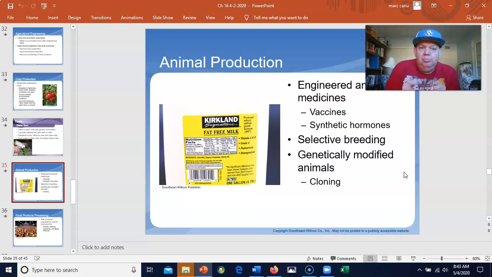Animal production, engineered animal medicines like vaccines, synthetic hormones. Ooh, that's a beautiful example here. There are people out there whose thyroid gland does not put out enough thyroid stimulating hormone for your body to produce the thyroid that you need.